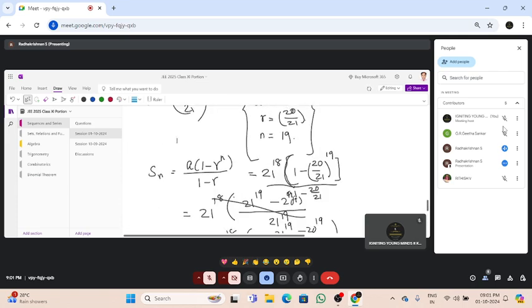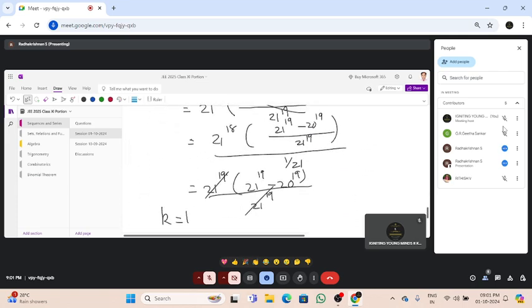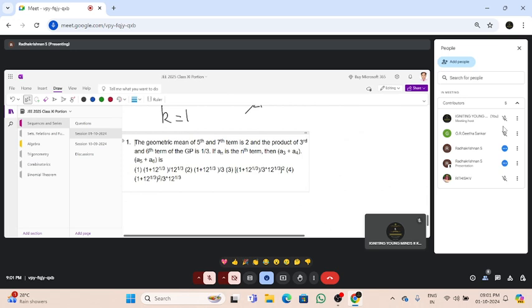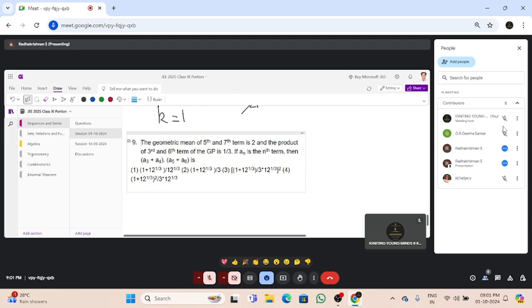This is problem number 9, இல்லையா? Okay. The geometric mean of 5th and 7th term is 2 and the product of 3rd and 6th term of the GP is 1 by 3. If an is the nth term, then a3 plus a4 into a5 plus a6. What is this?